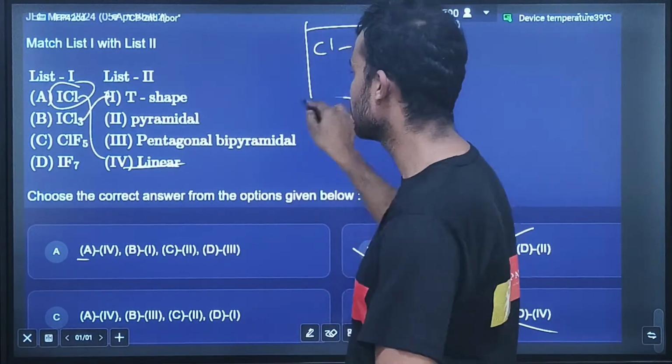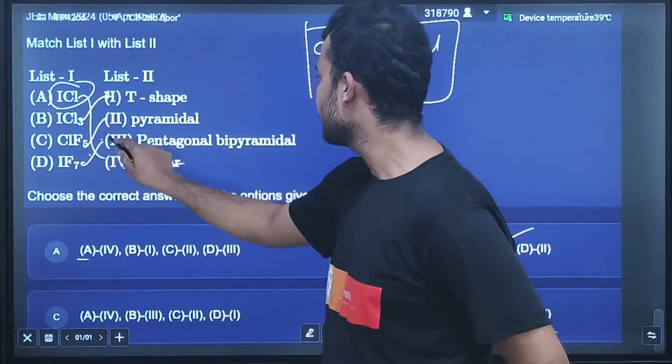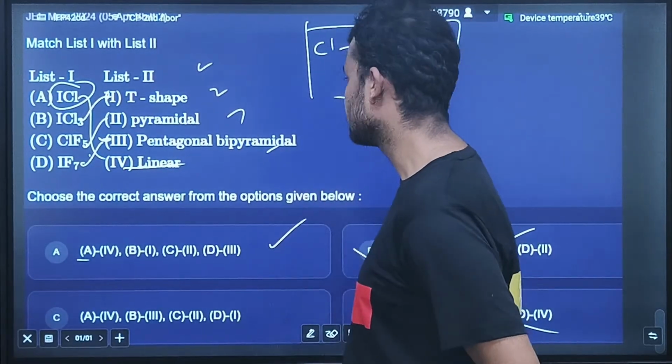This is the shape of a molecule. Then ClF5 has a pyramidal shape. IF7 is pentagonal bipyramidal. Okay, these are the answers. That's why the answer is option B.